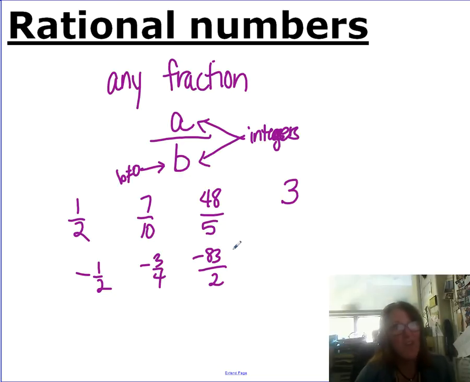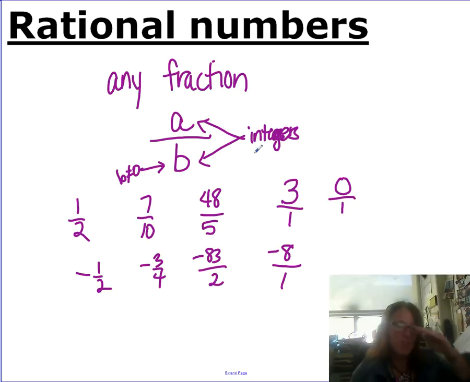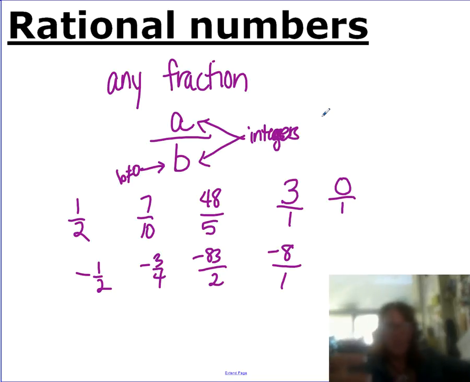I can write 3 as a fraction. Just go 3/1. I can put 0/1. I can say -8/1. So rational numbers are huge. There's an infinite number of them. You can never count them all. And every single natural number, whole number, and integer is also rational. So they kind of fit inside this big, huge box called the rational numbers.